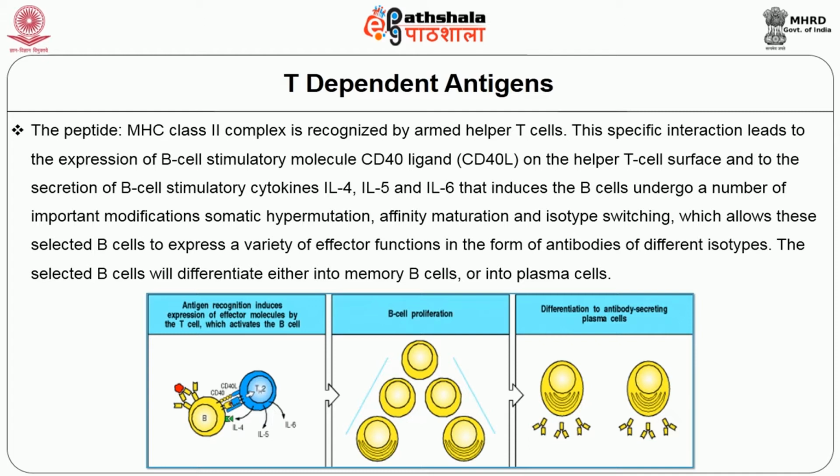This specific interaction leads to the expression of the B cell stimulatory molecule CD40 on the helper T cell surface and to the secretion of various cytokines, namely IL-4, IL-5 and IL-6, which induce the B cell to undergo a number of important modifications, namely somatic hypermutation, affinity maturation and isotype switching. Thus, the selected B cell will differentiate either into a memory cell or into a plasma cell.